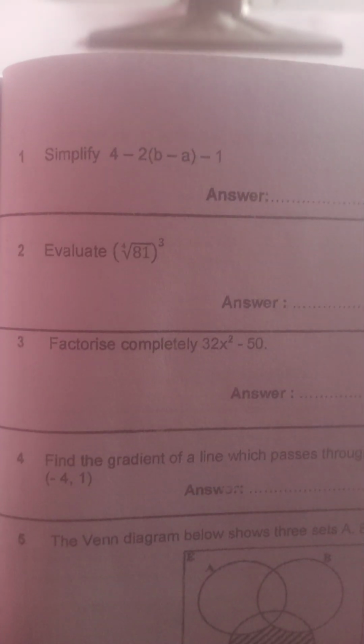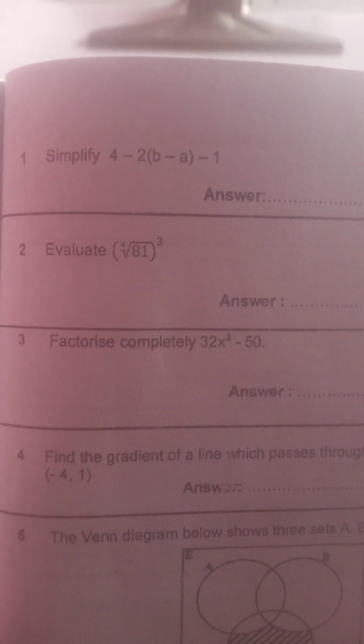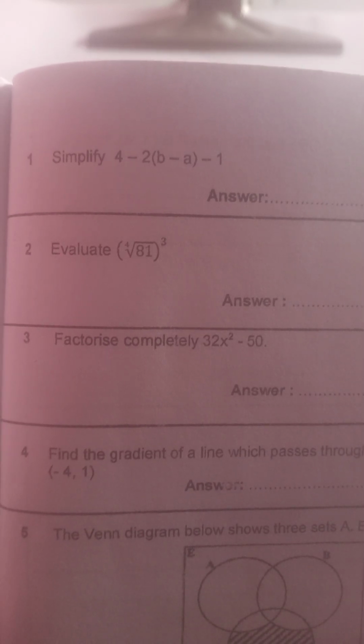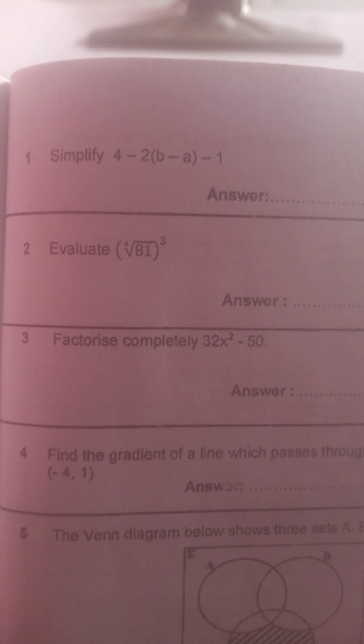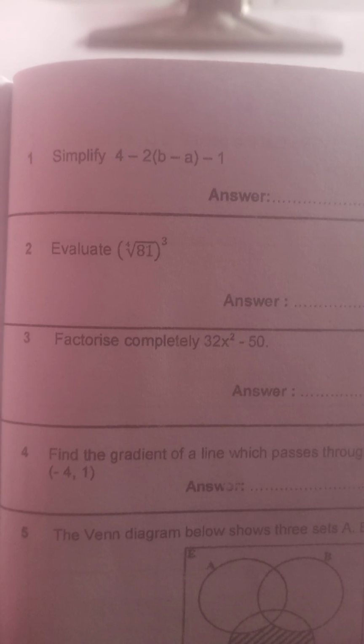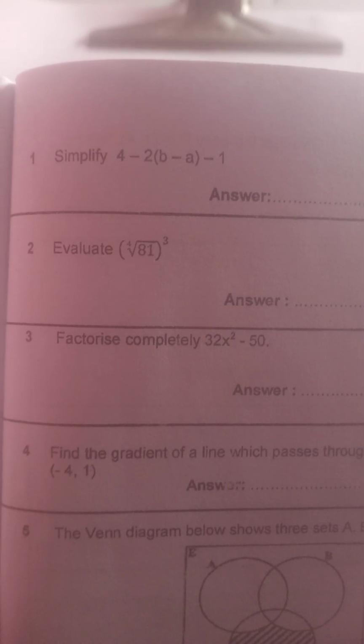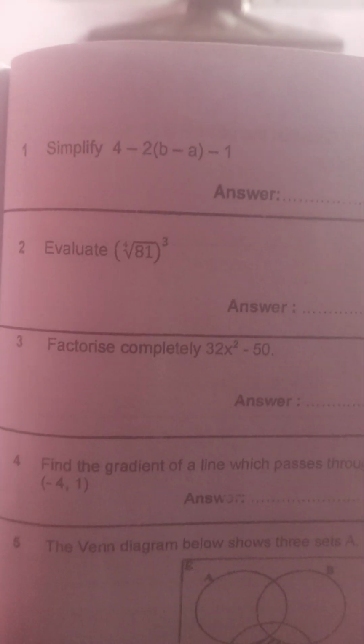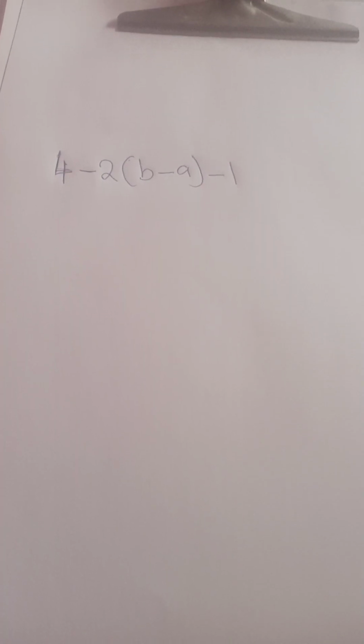This is Mathematics Paper 1, 2019 GCE. The first question says, simplify 4 minus 2(b minus a) minus 1. So let's start solving. So this is the question.